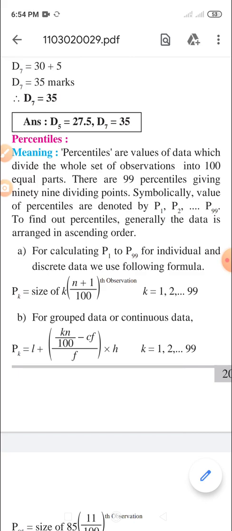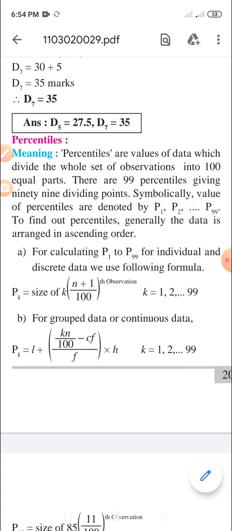Before starting this lecture, I will just revise what we studied in previous videos. We studied the theoretical part of the topic number 3, that is partition values. Next, the actual calculation of quartiles as per individual series, continuous series and discrete series. Then the actual calculation of deciles as per individual series, discrete series and continuous series. So from this lecture we start the calculation of percentiles.